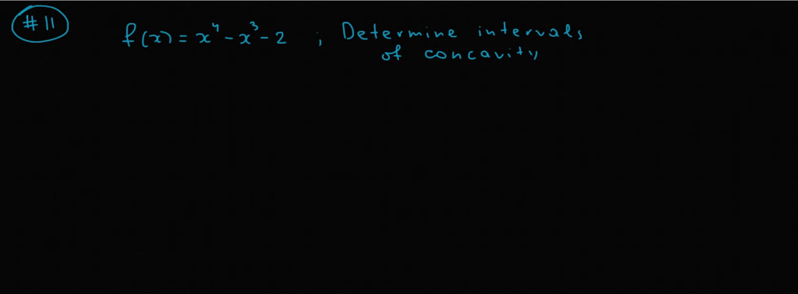In problem number 11, we're given a function and we are asked to determine intervals of concavity. In other words, we are asked to determine the intervals where the function is concave up and where the function is concave down. The concavity of a function has to do with the second derivative of that function.